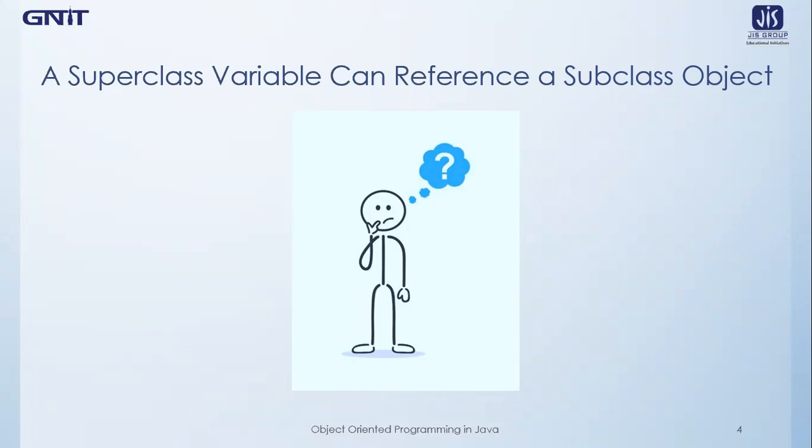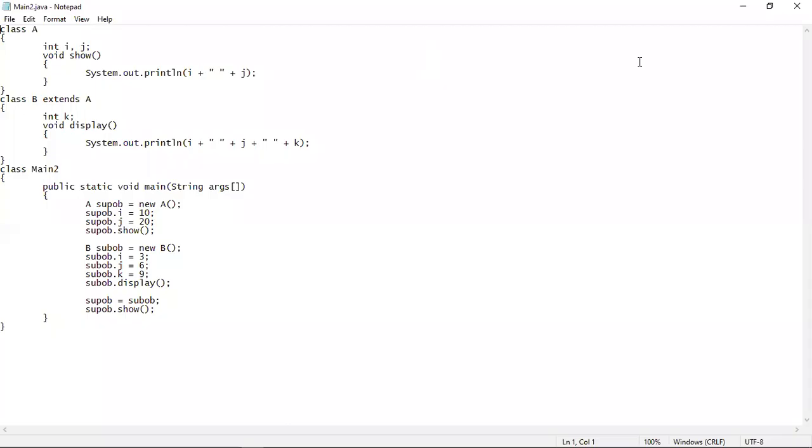But an exception to this concept is there in case of inheritance, where you will see that a superclass reference variable can hold a subclass object. So let me show it to you using a program. So this is a program that demonstrates how a superclass reference variable can be used to hold a subclass object. Here you can see that three classes are there. One is the superclass A, B is the subclass, and this one is the main class. So a simple inheritance is being implemented here in this program.